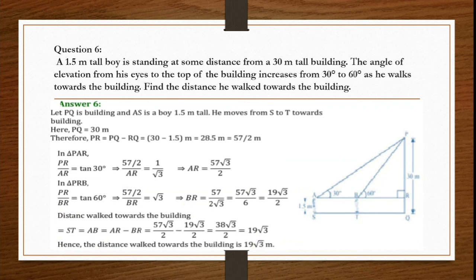Okay, so in this way we have to solve this question number 6. As you can see, here are two right angle triangles and you have to apply this trigonometric ratio twice and then you can solve for the distance.